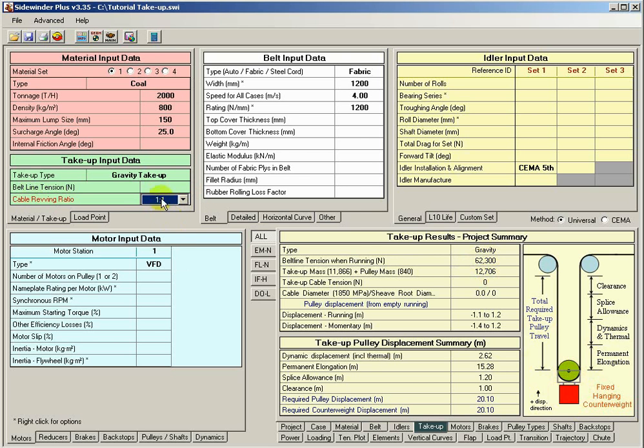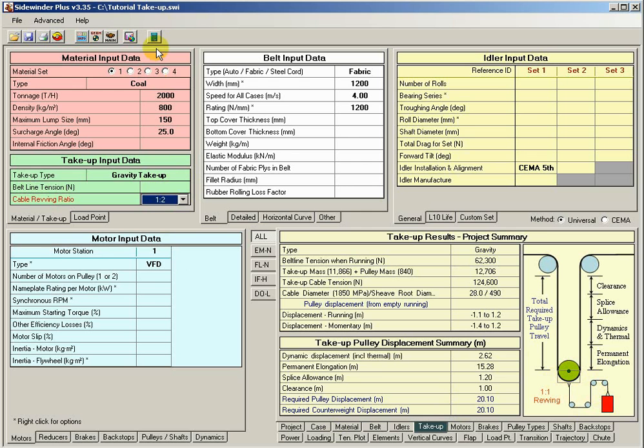Now, if I go over to our cable reeving ratio and I make it a 1-to-1 cable, it essentially keeps the same counterweight mass. We still got 12.6. In this case, our take-up cable tension is going to be twice that. It's going to be 124 kilonewtons. This is our actual cable tension. And if we look at our displacement, our pulley displacement and our counterweight displacement are the same. If this moves 1 meter, this moves 1 meter.